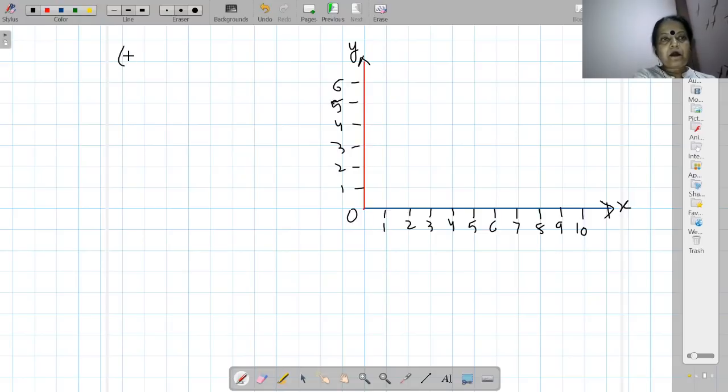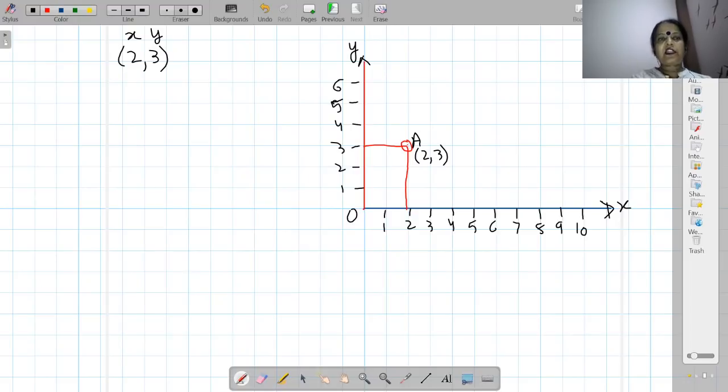Now 2, 3. How will you plot 2, 3? 2 is x-axis and 3 is y-axis. Always the first value is of x and the second value is of y. So x is 2 and y is 3. So how will you move? X 2 and y 3. So we will move like this and y 3. So encircle this and name the alphabet along with the coordinate. So this is the plotting of 2 and 3.